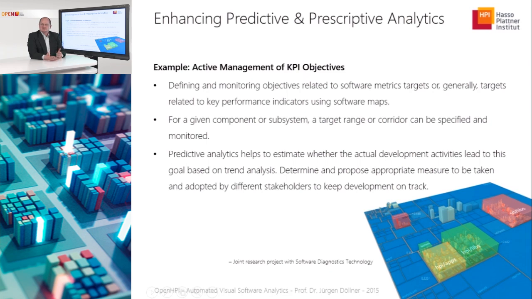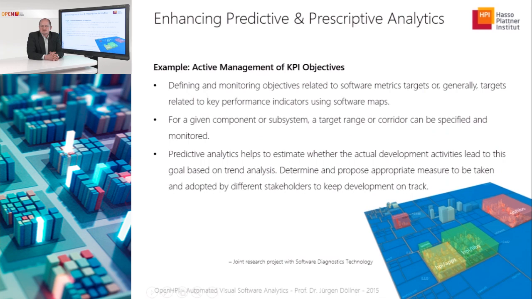And a software map-based system can now watch and observe whether the developer activities are contributing to this goal or whether there's even maybe a negative trend. So in this way, we can actively control, actively manage objectives defined by means of software map categories. For a given component or subsystem, a target range or corridor can be specified that is monitored over time.